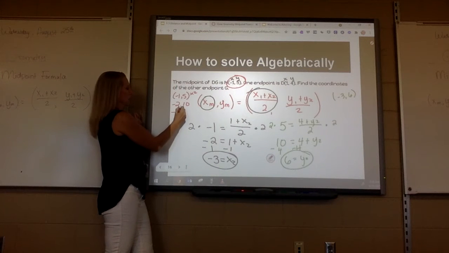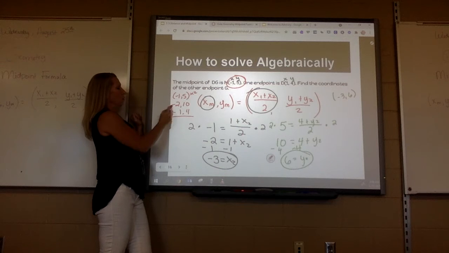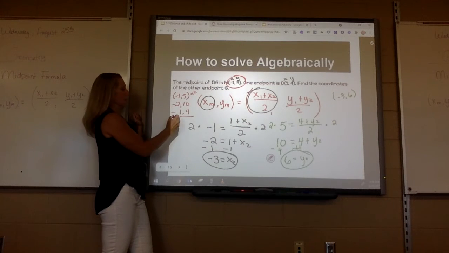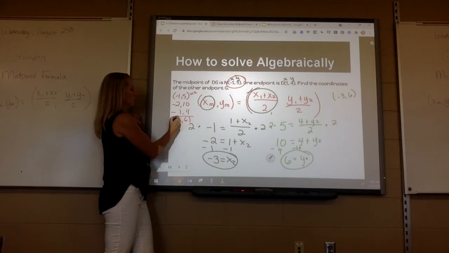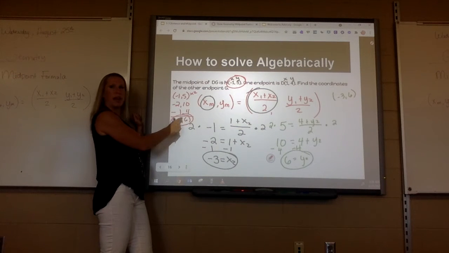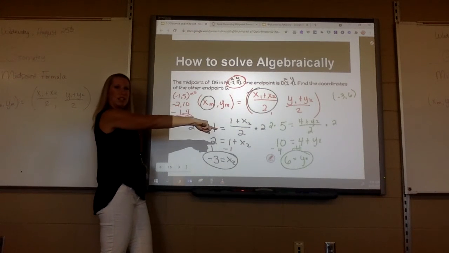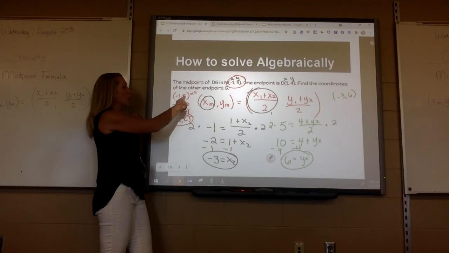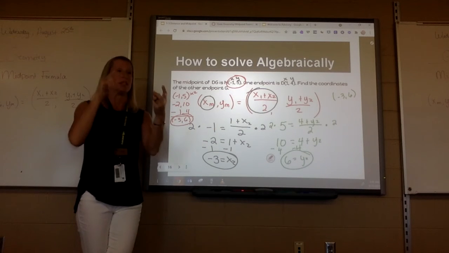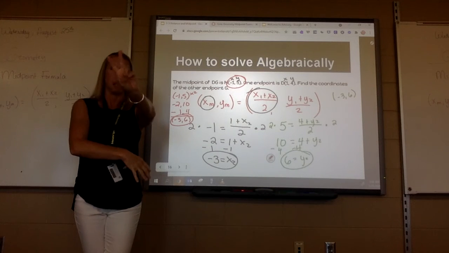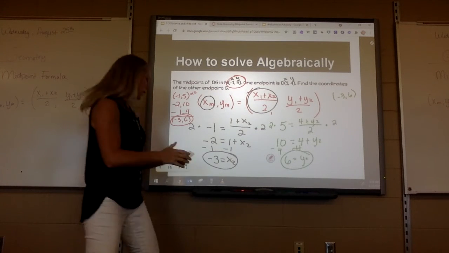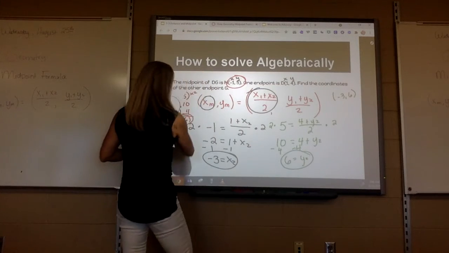So I'm going to -1 comma 4. What's -2 minus 1? -3. What's 10 minus 4? 6. So is that easier than to show all this algebra? Yes. So your trick is going to be to take the midpoint times 2 and subtract the endpoint. Midpoint times 2, subtract the endpoint.